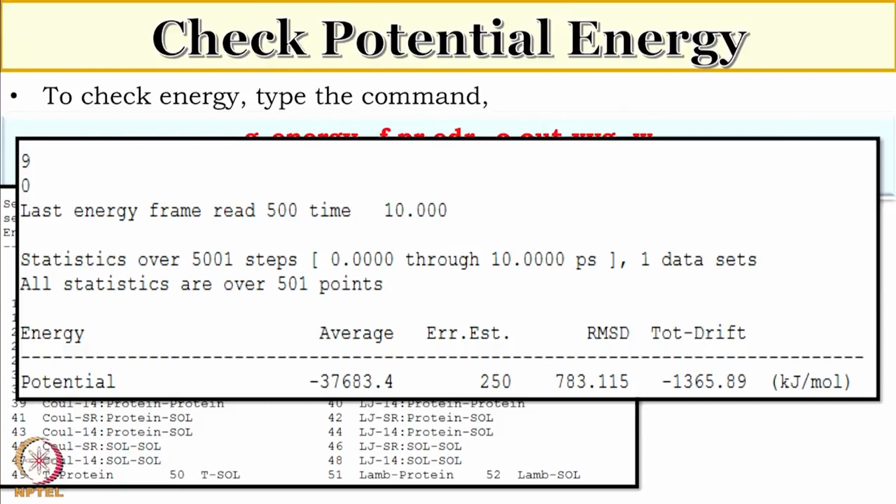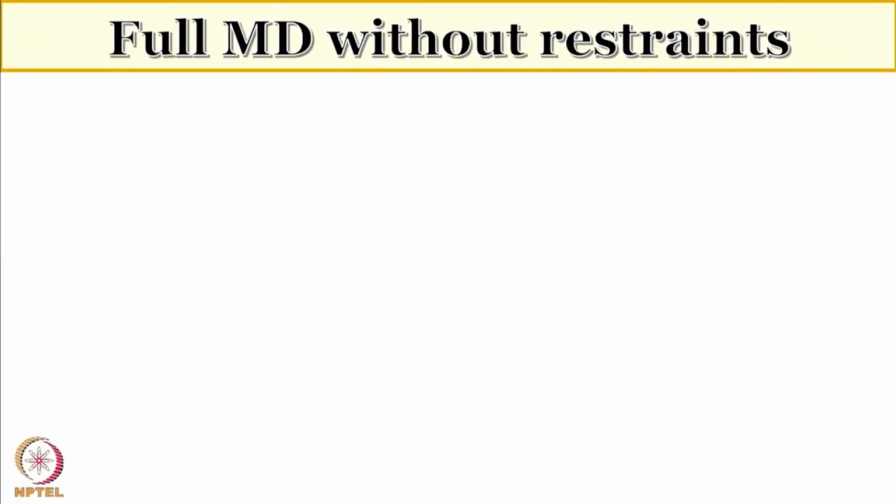Total drift may give you the difference between the maximum and the minimum value around the average. If we perform the simulation for a sufficiently larger amount of time, we will get a smaller and smaller RMSD. Okay. So we are done with checking the potential energy.